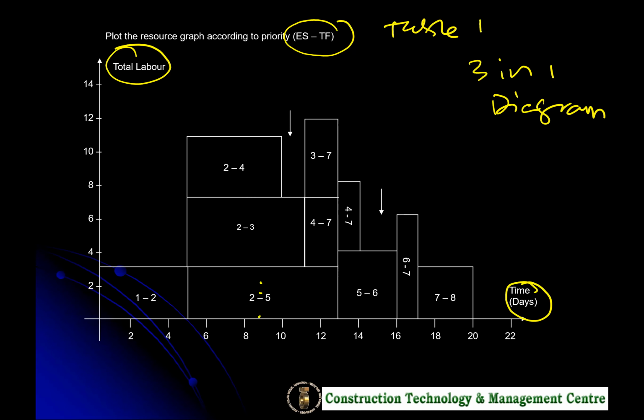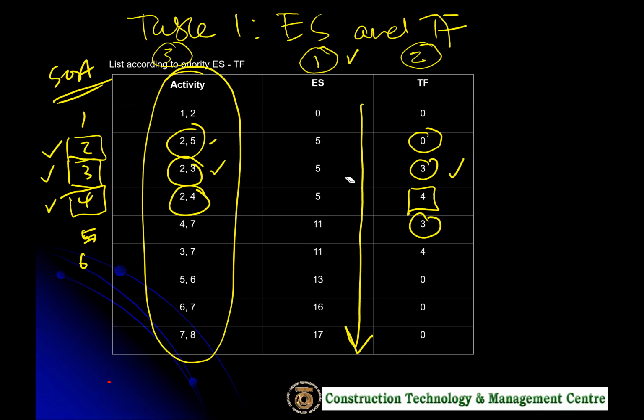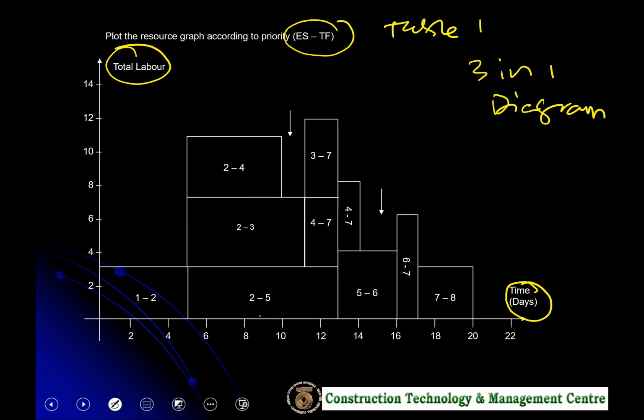Okay, first thing first, go back to the listing. Okay, you go back to this listing. This is the purpose of having this table. You look at the first activity, activity 1, 2, because we are already sorting them according to the timing. And this graph already has the timing, and also the total number of labor.